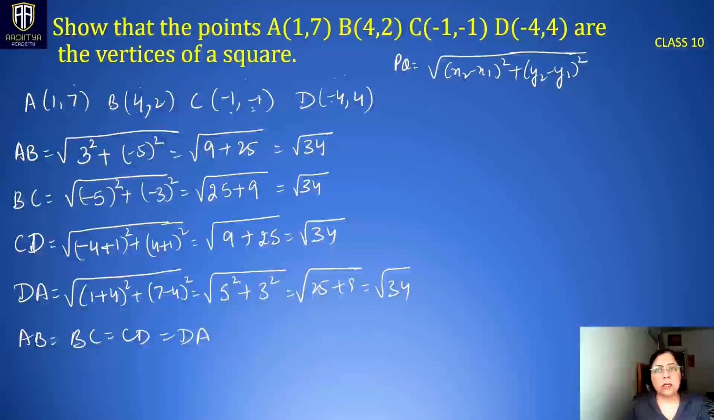When all the four sides of a quadrilateral are equal, it may be a rhombus or it may be a square. So, right now we are only dealing with the sides. So, it may be a rhombus or square. But we have to prove that this setup of four points represents a square. So, rhombus is done. For square, we need one more additional property. Till now we have done the distance formula, so I am not taking the relationship of angles here.